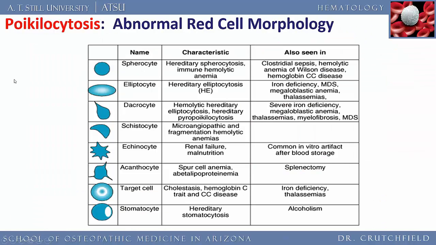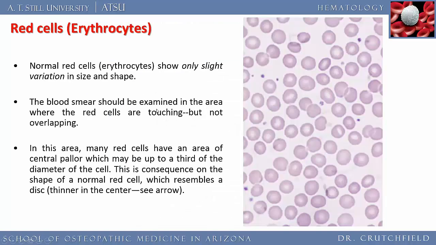So poikilocytosis is abnormal red cell morphology. Red cells can take all kinds of crazy shapes under the microscope. Spherocytosis and some of the diseases that you can see this in. Elliptocytosis, schistocytosis from a heart valve crunching away and killing and ripping up the red cells, all the way down to a target cell, which we can see in iron deficiency, and here a stomatocyte in alcoholism. We're not going to go through all of these, but we're going to show you the most important ones.